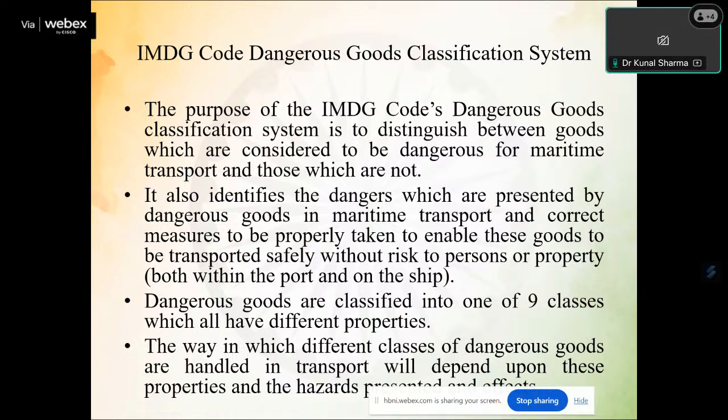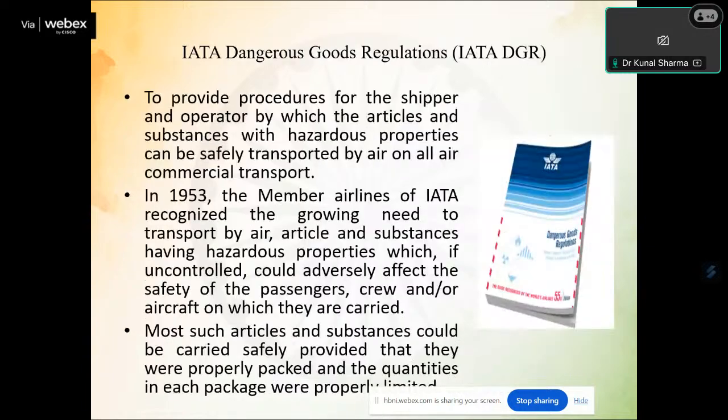When we do a response on the ground or on a ship, it is very tough to handle because the resources are very limited, mobilizing is very limited, and wind and environmental conditions are very different compared to land. That's why it is very necessary that we classify properly. Again, I have already quoted that dangerous goods are classified into one of the 9 classes which all have different properties. The way in which different classes of dangerous goods are handled in transport will depend upon these properties, the hazards presented, and the effects. So all these things are very much related to the IMDG code.